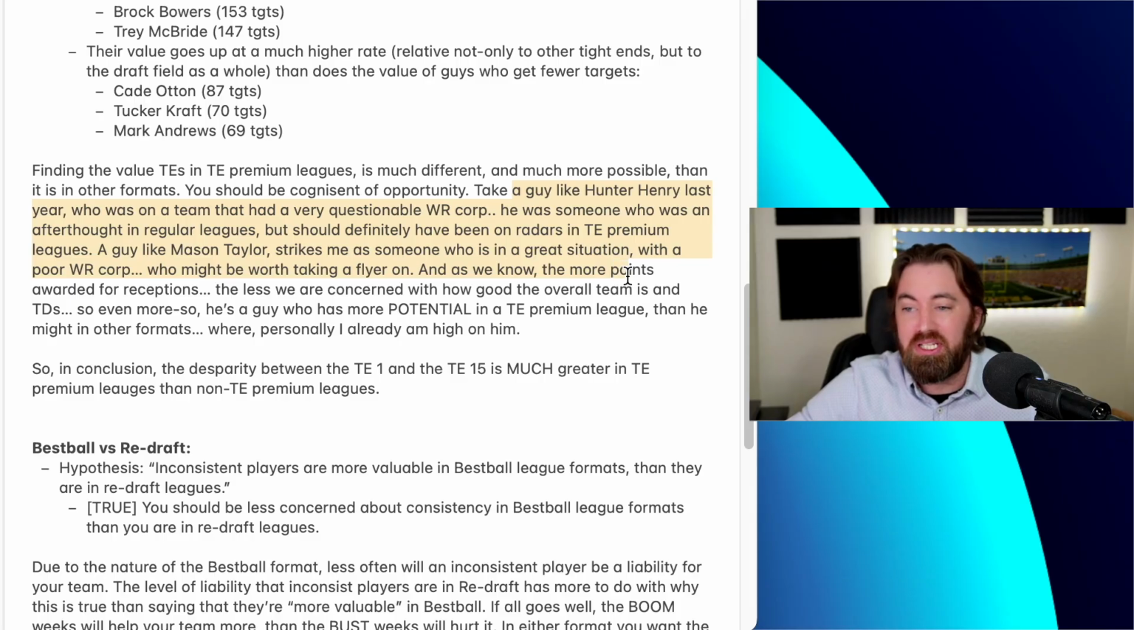And as we know, the more points awarded for receptions, the less we are concerned with how good the overall team is. We don't really expect the Jets to be some great team. And, of course, how relevant touchdowns are, or how much more important they are or are not in this case. So, even more so, in tight end premium scoring leagues, he is a guy who has more potential in that format than he might in other formats, where, personally, I already am kind of high on him. So, in conclusion, the disparity between tight end 1 and tight end 15 is much greater in tight end premium leagues than it is in non-tight end premium leagues, thus making getting them more important high up in drafts.